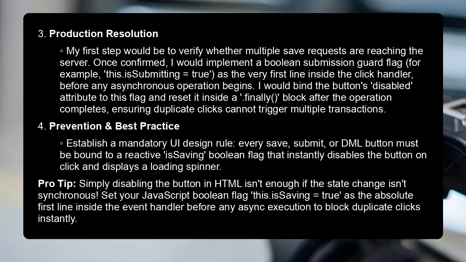4. Prevention and best practice. Establish a mandatory UI design rule. Every save, submit, or DML button must be bound to a reactive isSaving Boolean flag that instantly disables the button on click and displays a loading spinner. Pro tip: simply disabling the button in HTML is not enough if the state change is not synchronous. Set your JavaScript Boolean flag this.isSaving = true as the absolute first line inside the event handler before any async execution to block duplicate clicks instantly.